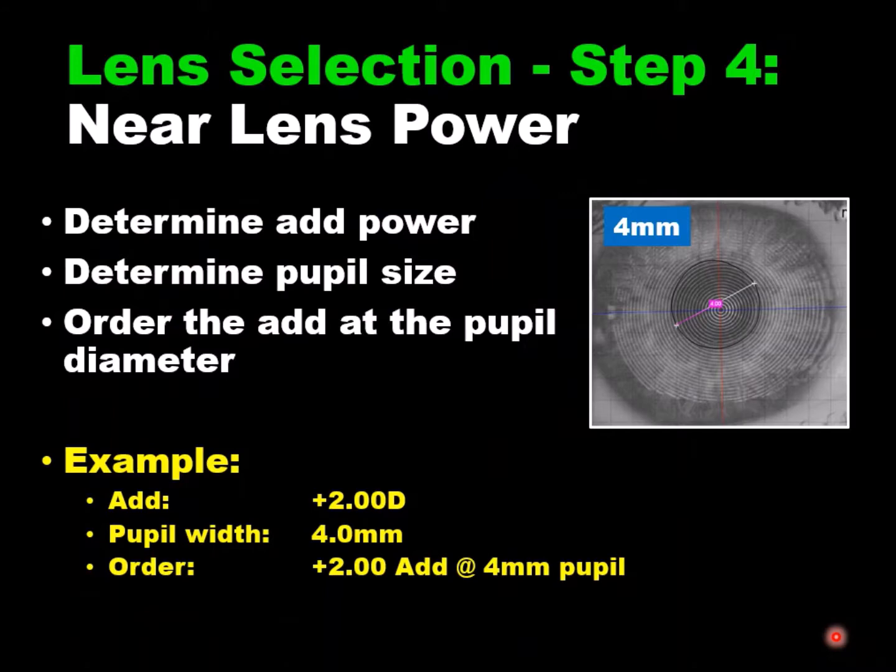Now to determine the near, this is also relatively simple. We just determine the patient's add power as well as the pupil diameter in normal illumination, and then we order the two together. So if your patient's add is 2 diopters and we have a measured 4 millimeter pupil, then we would order +2 add at a 4 millimeter diameter. What we're attempting to do is distribute the entire power range this patient requires for near, intermediate, and distance vision.